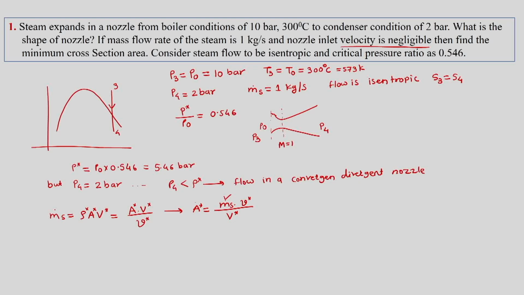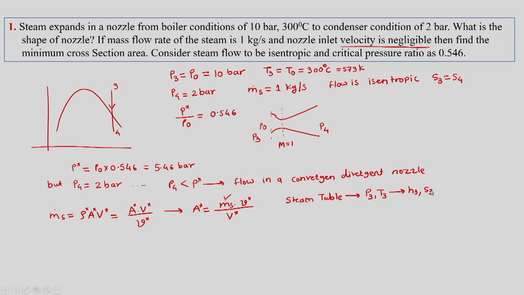So we will do one thing. We can find out what the entropy is. We will go to the steam table, and from the steam table we know P3 and we know T3. We can find out H3 and also we can find out S3.